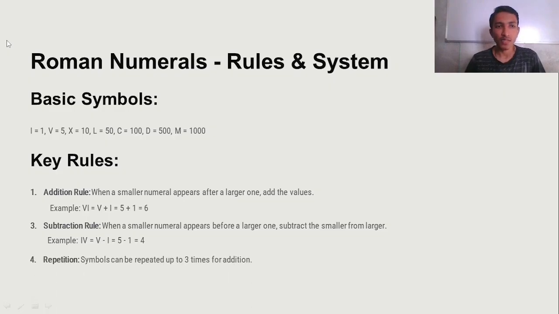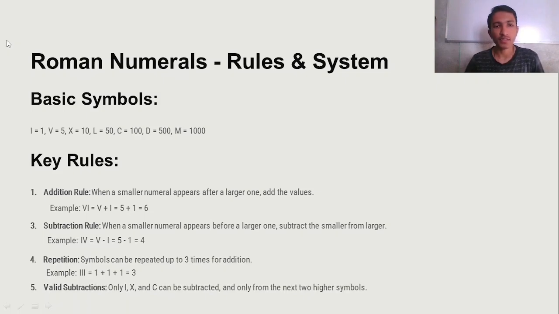Now another is repetition. Symbols can be repeated up to 3 times for addition. What happens if a number is repeated? We just add them, and if it is more than 3 times, it will not be allowed. Example: III, 3 times I is 1 plus 1 plus 1, which is equal to 3. And last is valid subtractions. Only I, X and C can be subtracted, and only from the next two higher symbols. Meaning I can only be subtracted from V and X, not from C or L.